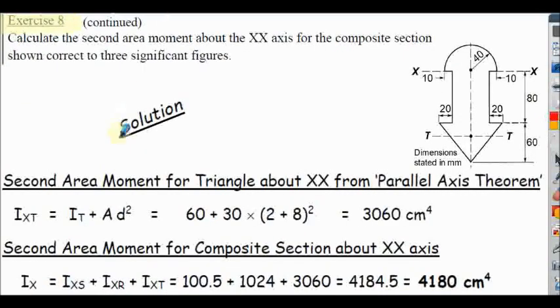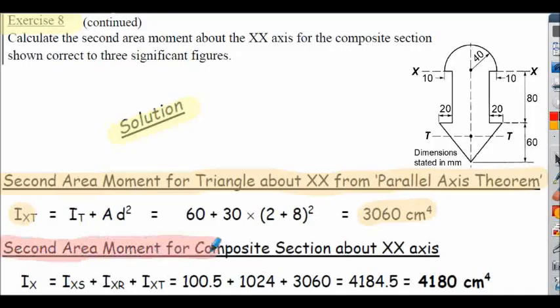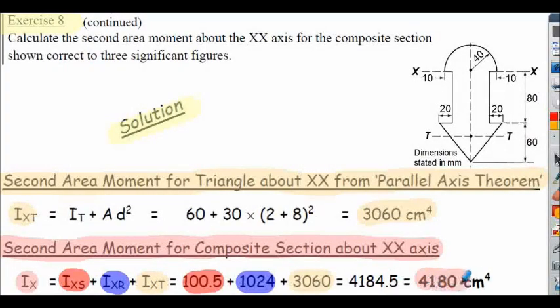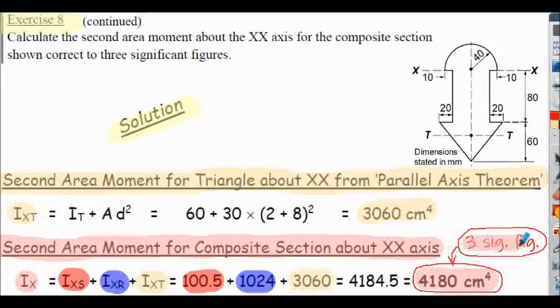Exercise 8, solution continued. We can use the parallel axis theorem to find the second area moment of the triangle about xx, shown here. And finally we can calculate the second moment of area for the composite section about xx by simply adding up the I for the semicircle about x, the I for the rectangle about x, and the I for the triangle about x. Final value is 4,180 centimeters to the 4. And of course this answer is stated to 3 significant figures as stated in the question.